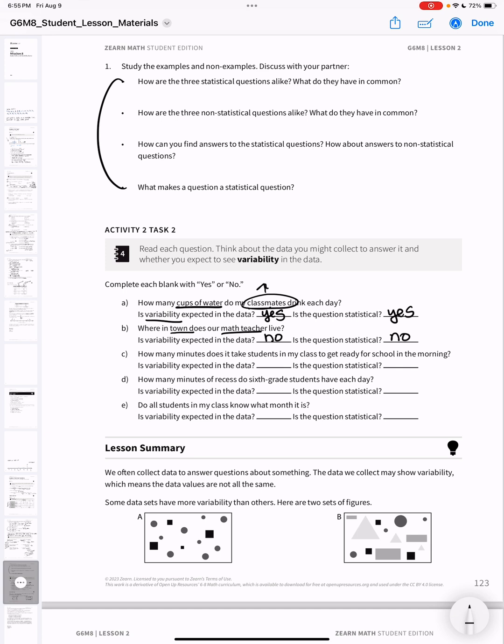C, how many minutes does it take students in my class to get ready for school in the morning? Okay, so we're asking for minutes. This would be numerical data. And it's students, multiple students. So could there be variability in the data? Yes. Different students take longer to get ready for school in the morning. Is the question statistical? Yes.